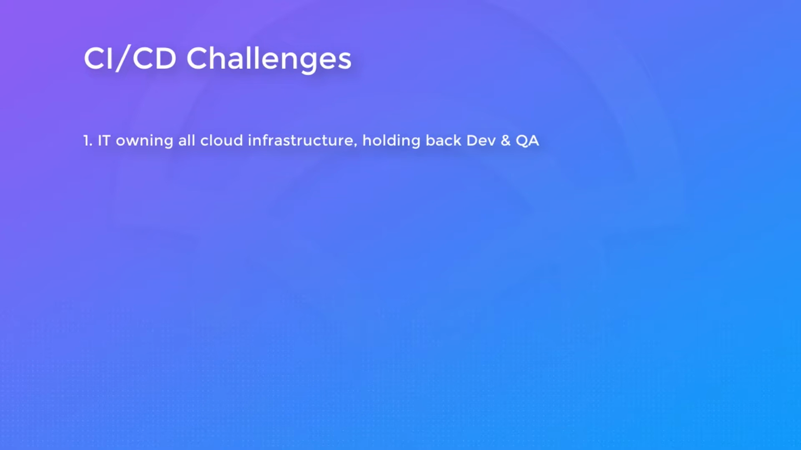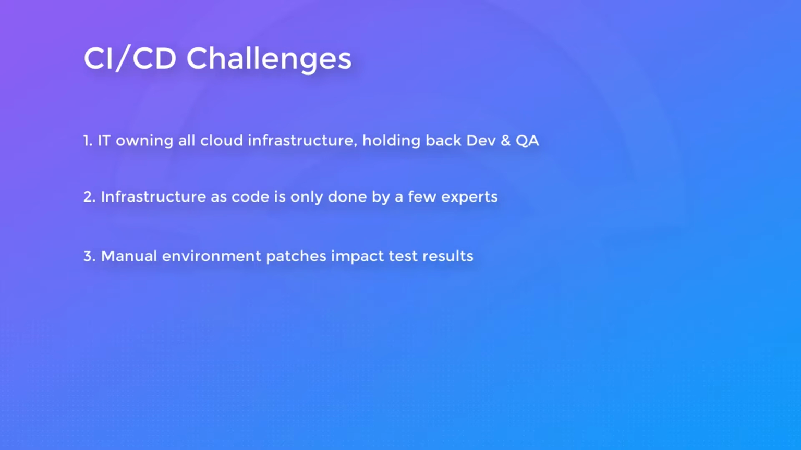In terms of IT's ability to service all teams while controlling cloud expenses, IT often take ownership over all cloud infrastructure to control cloud expenses, and then they end up becoming the bottleneck holding back dev and QA. Another aspect is that very few professionals have the knowledge required to create infrastructure as code and update environments. This means that experts become a bottleneck in getting the environments the different teams need. Another challenge is where you have environments that were manually customized and no longer represent production. When tests run on such environments, they end up failing in production.